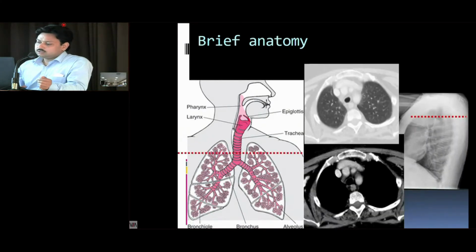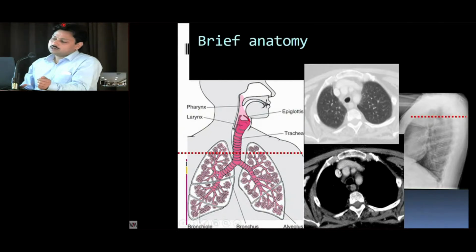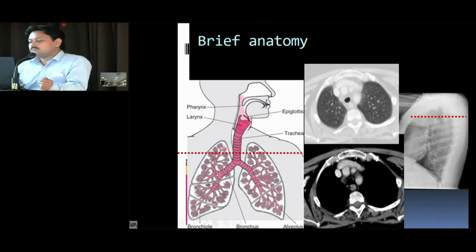This image showing trachea inside the thorax, or intrathoracic trachea. Posteriorly this is the esophagus, anteriorly this is the trachea. Then we have these great vessels arising from the aortic arch: left subclavian, left carotid and right brachiocephalic. This is superior vena cava, this is left innominate vein, manubrium sterni. On both sides we have lung. So this is the brief anatomy of the intrathoracic trachea.